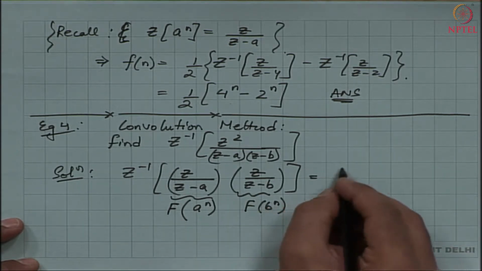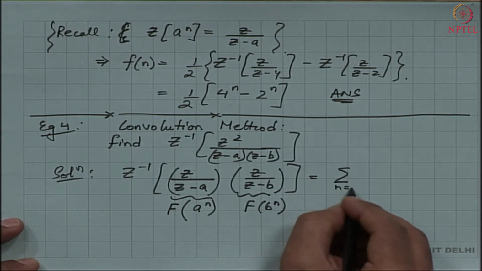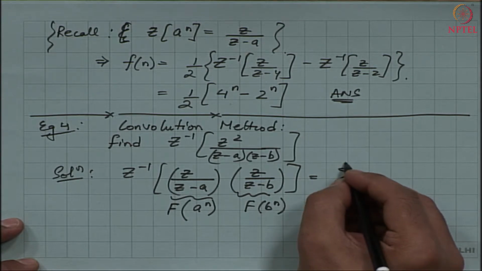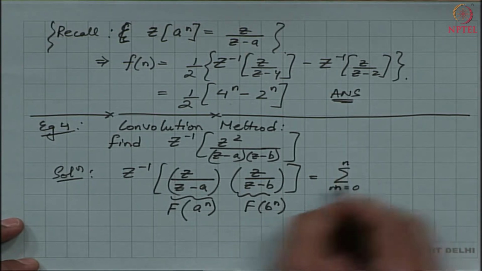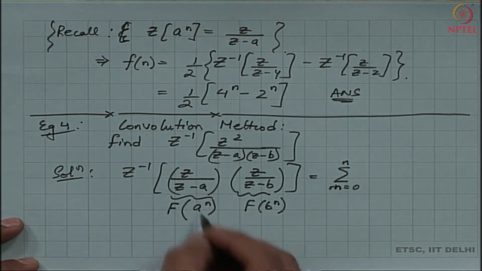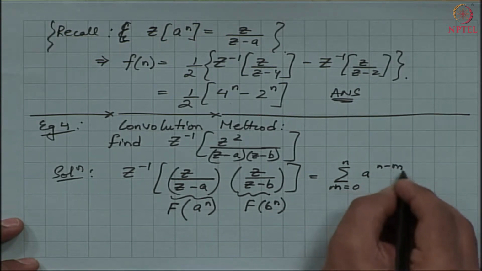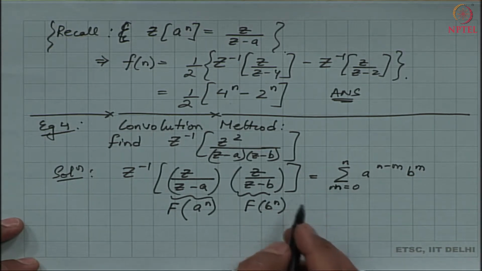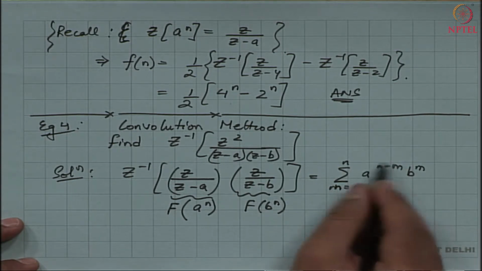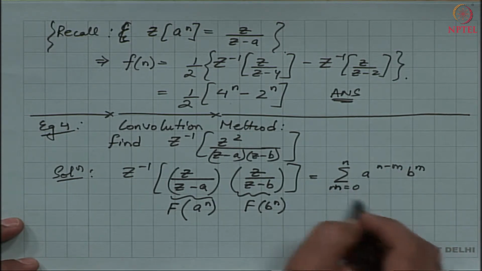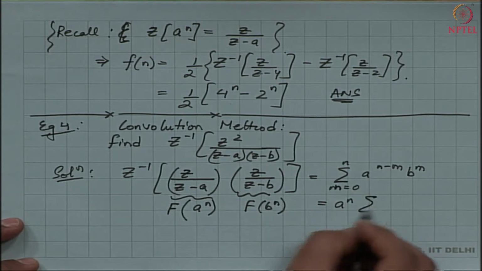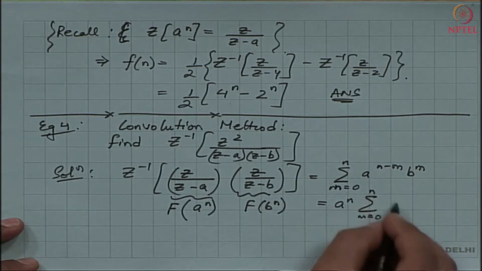So, the result will be nothing but the convolution of the following two functions: the sum over m from 0 to n of a to the power n minus m times b to the power m. So, that will be my inverse transform. The result is found right away from convolution. Now, I can process this a little bit more to see that this is also equal to a to the power n times the summation over m from 0 to n of b by a to the power m.